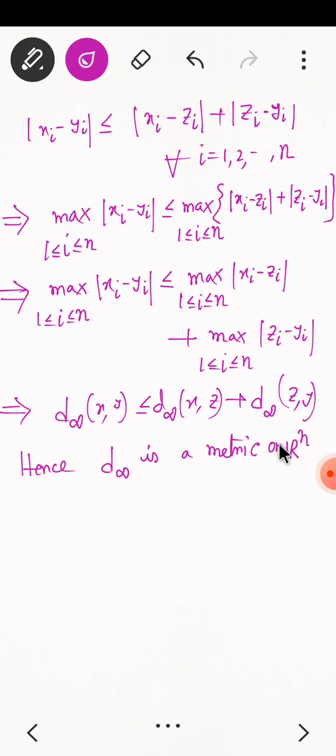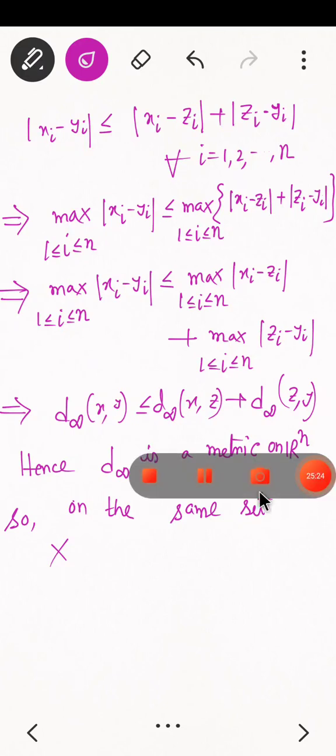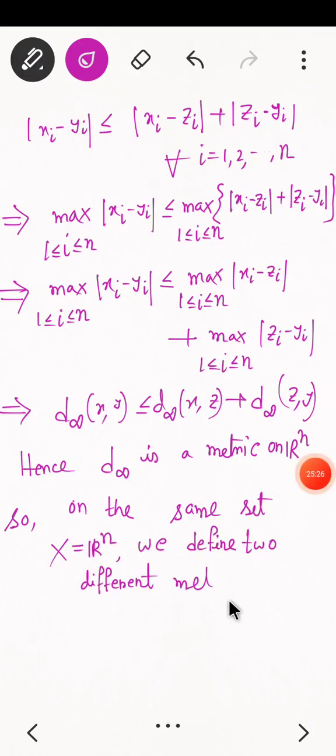So on the same set R to the power n, we define two different metrics, first d infinity and d n.